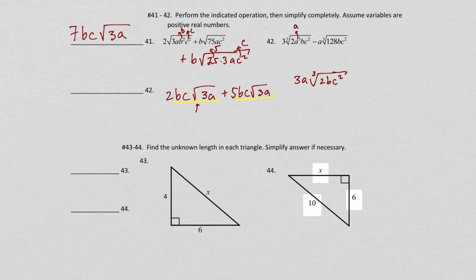And then this 128, I'll break down. This is 2 and 64. This is 2 and 32. This is 2 and 16. This is 2 and 8. This is 2 and 4. And this is 2 and 2. So that's equal to 128 is equal to 2 to the 1, 2, 3, 4, 5, 6, 7. But we're not going to write that as 2 to the 7th.